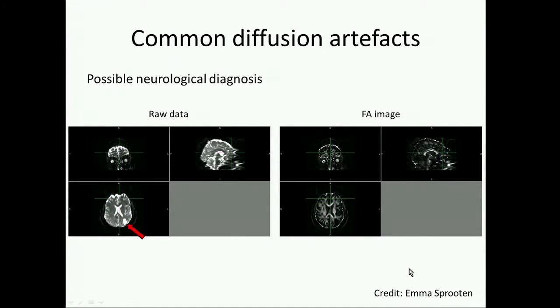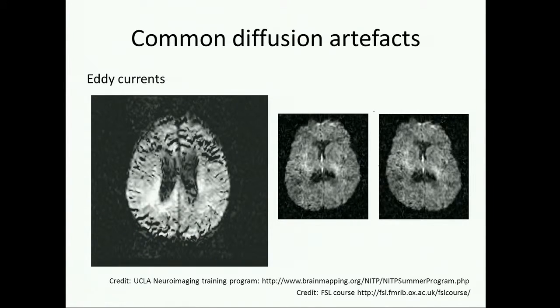Here's another one with a more focal, looks like it might be a lesion going on here. And again, that's leading to a massive decrease in FA signal in this scan here. So that's another possible artifact that you could see. You might see eddy current issues. These might manifest themselves as these movements in the data.